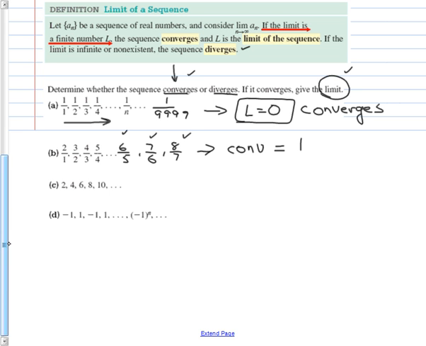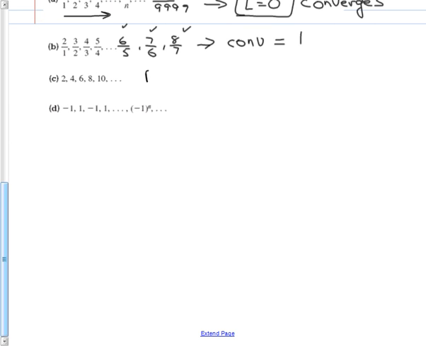2, 4, 6, 8, 10. That diverges. It's just getting bigger and bigger and bigger. We're not getting closer and closer to anything. So there's no limit to that one.